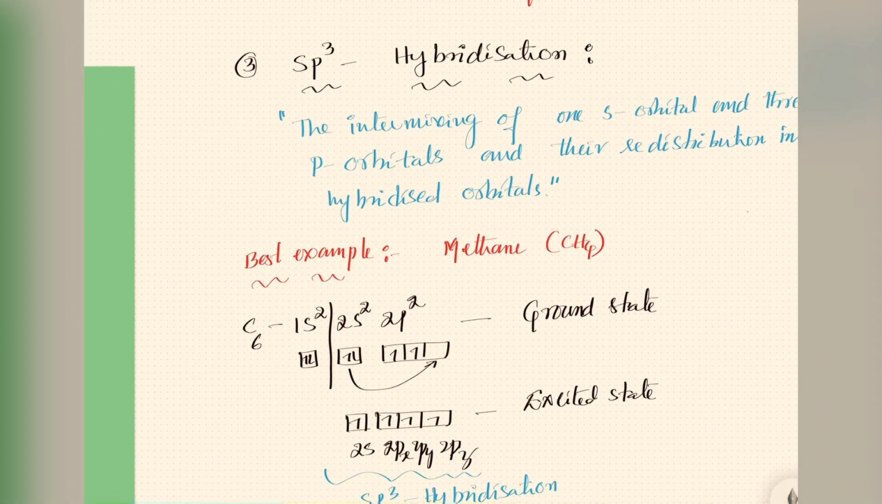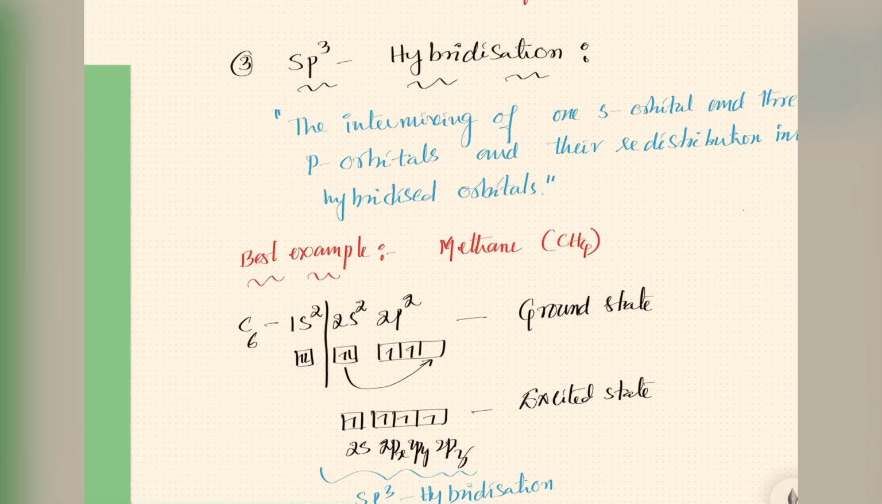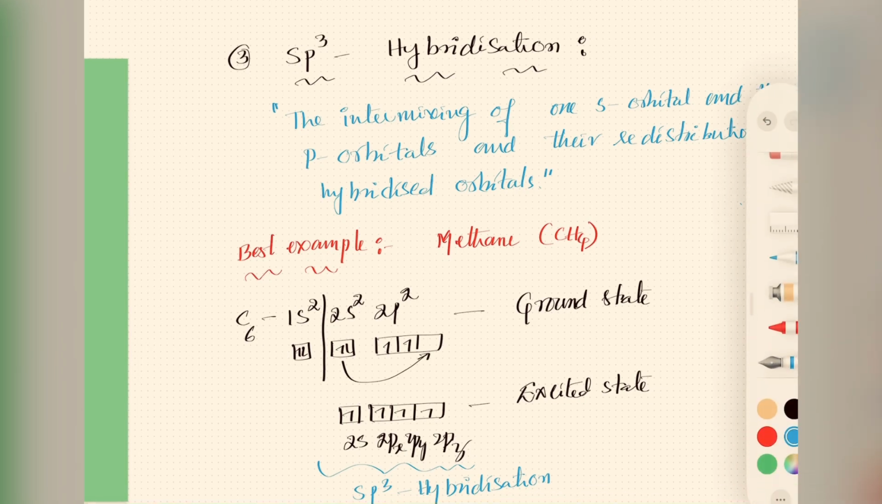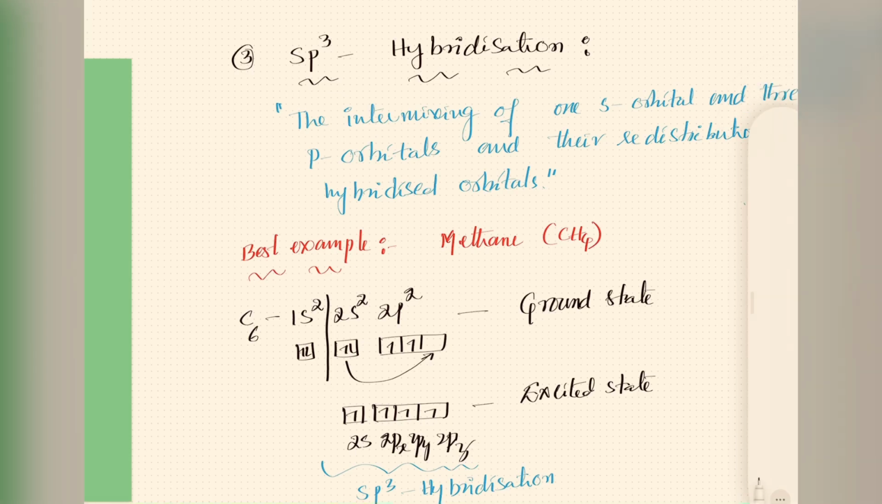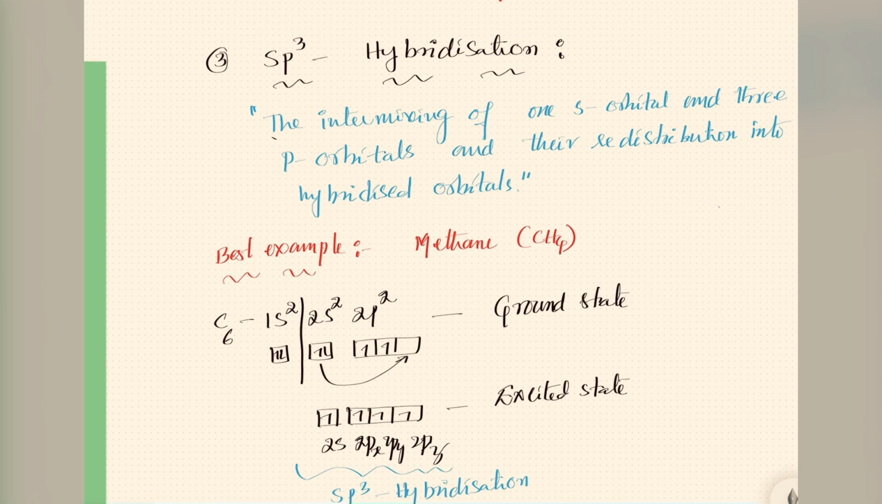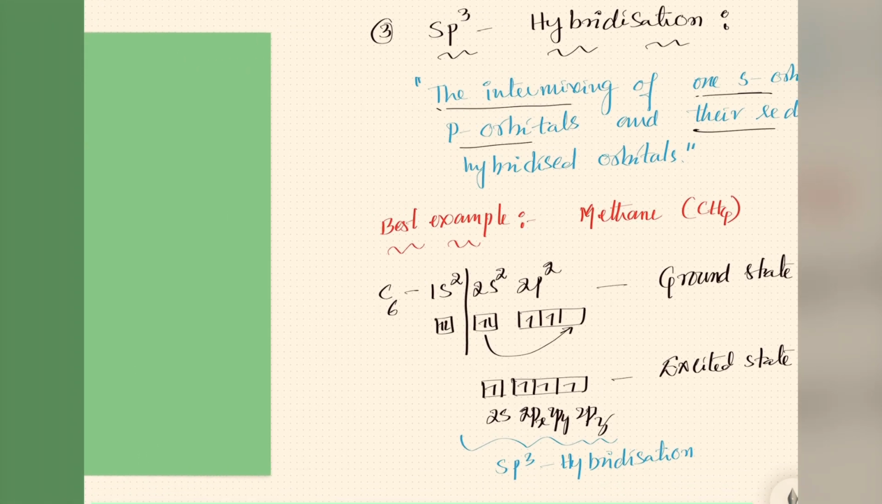Now we'll see the last one, sp3 hybridization. What is sp3 hybridization? All of you see this. What is sp3 hybridization? The intermixing of one s orbital and three p orbitals, and their redistribution into hybridized orbitals.